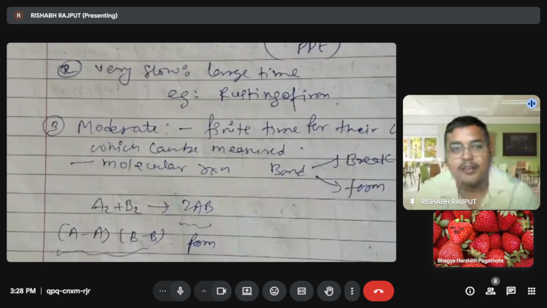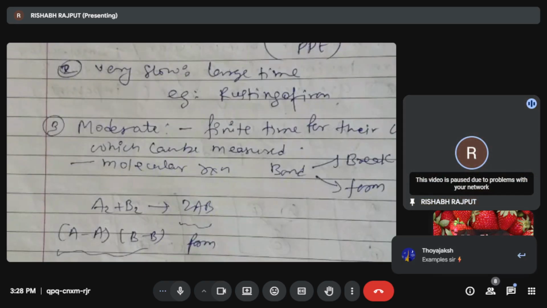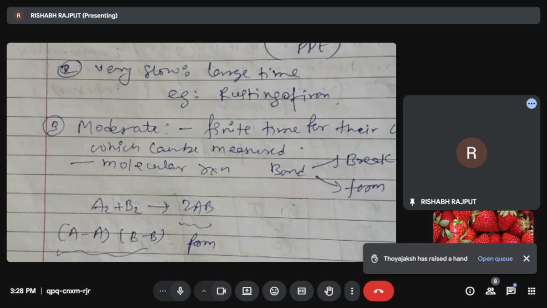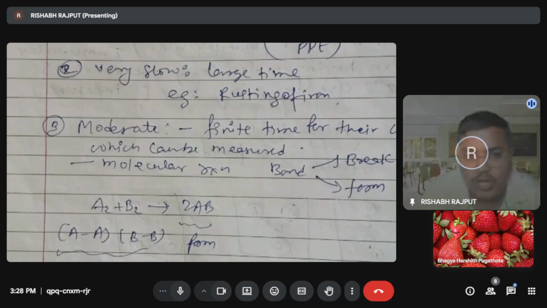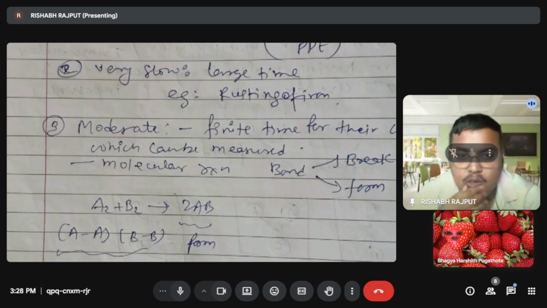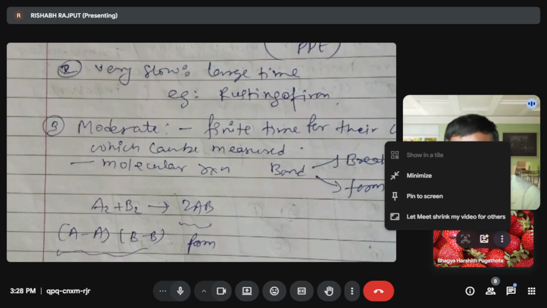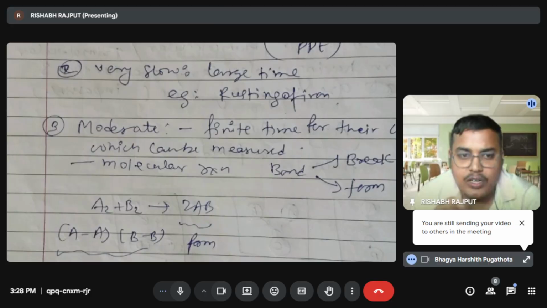Okay, because in chemical kinetics we are only focused on reactions that you can complete in 24 hours, 48 hours, minutes, like this. That is why in chemical kinetics we are focused on moderate reactions, because you can also find the answer: how many minutes or how many hours you need to complete this reaction. That is why we are focusing on moderate reactions.